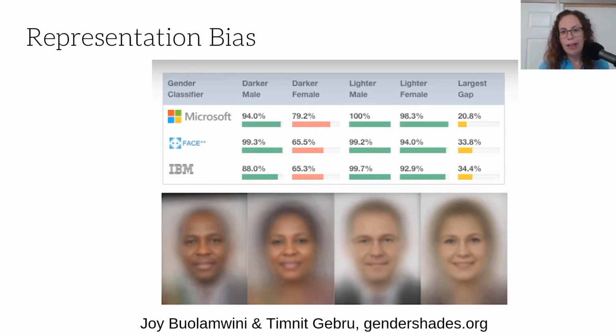And so one example is IBM. Their product was 99.7% accurate on light-skinned men and only 65% accurate on dark-skinned women. And again, this is a commercial computer vision product that was released. Question?